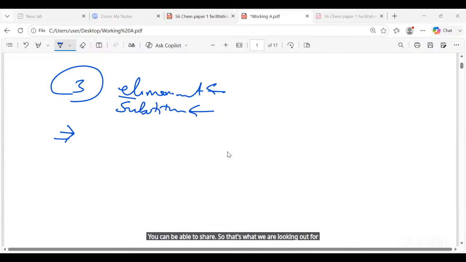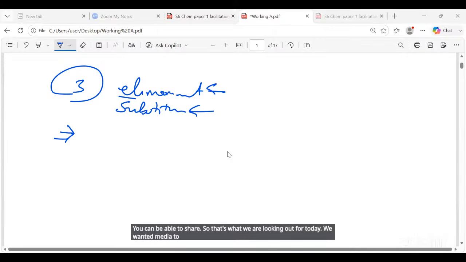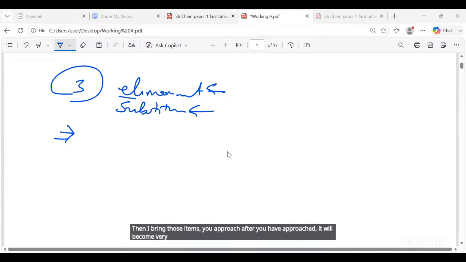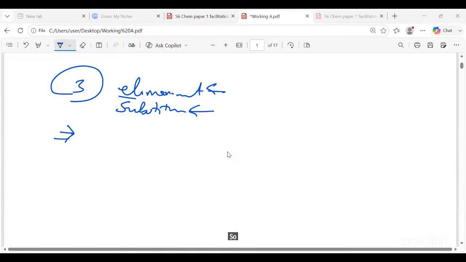Today, we wanted majorly to see how best we can approach an item. Then I bring those items, you approach. After you have approached, it will become very easy for me to know where to start from next time when you're having another session. So we are planning to have more sessions.